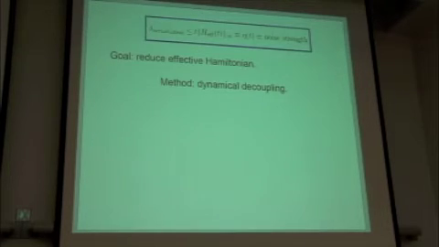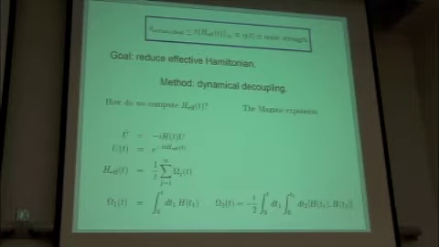So the goal is to reduce the effective Hamiltonian or the noise strength. And the method that I'm talking about, of course, is dynamical decoupling. So the question is, how do we compute this effective Hamiltonian? For now, it just seems like some kind of an abstract entity. And it turns out that there is a tool called the Magnus expansion, which is the cousin of the Dyson series of time-dependent perturbation theory, which is designed just for that purpose.